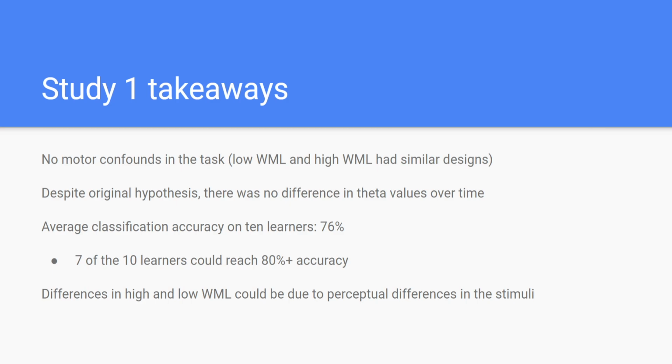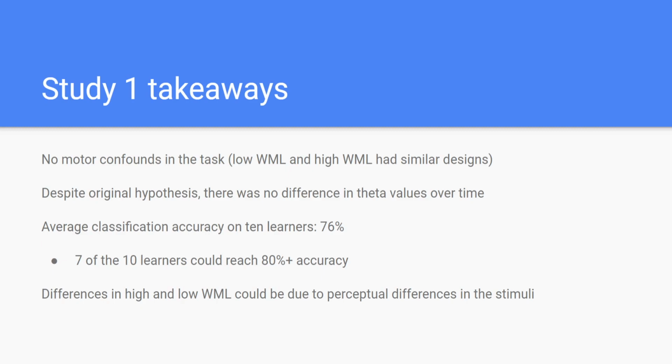So the study 1 takeaways are that they had no motor confounds in the task. Therefore, their low working memory load and high working memory load tasks had similar designs. This is because they hypothesized that in a lot of the previous experiments, the classifiers used in machine learning weren't actually classifying high and low working memory load. They were classifying the amount of motor movement involved in the two tasks.